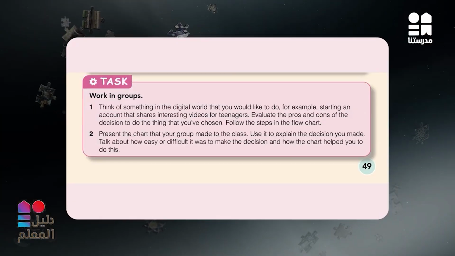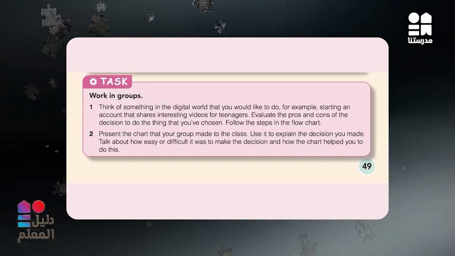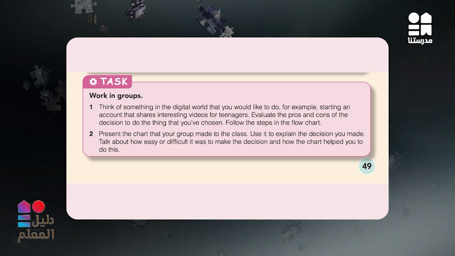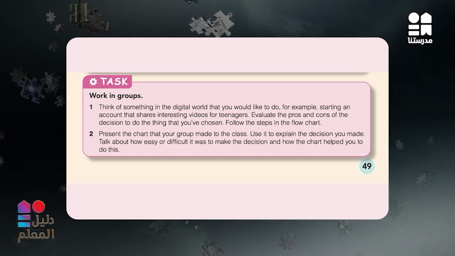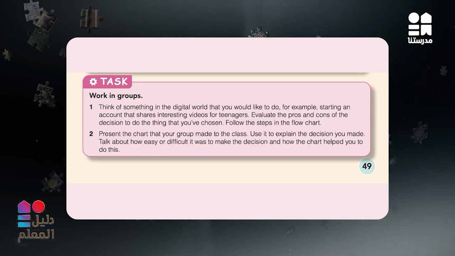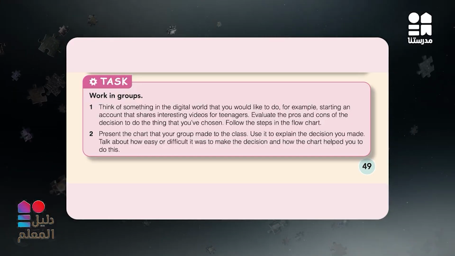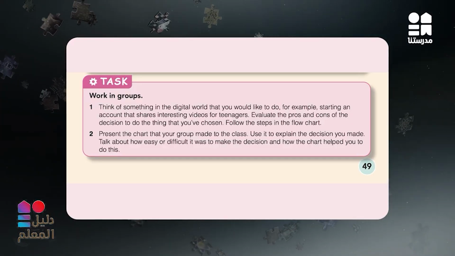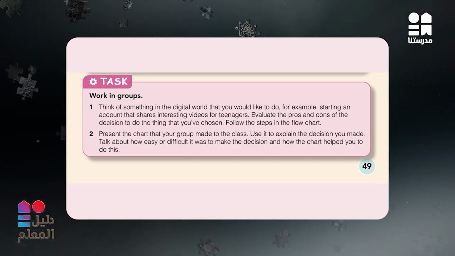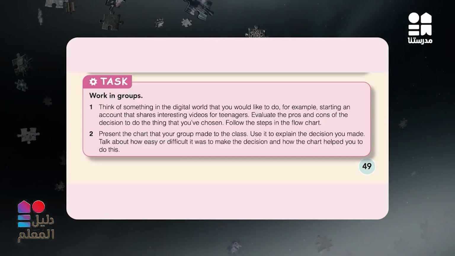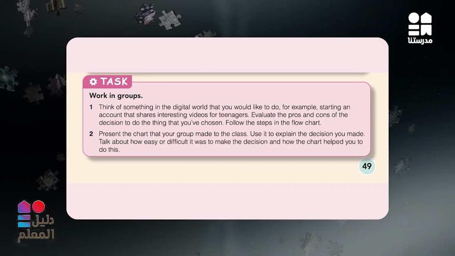Now, let's talk about the task section. Read through the task box with the class, then elicit what the first stage in the process is. Choose something to make a decision about. Put students into the same group as exercise 1 to complete the first stage of the task. Circulate and provide help where needed, and write any vocabulary that students need on the board.